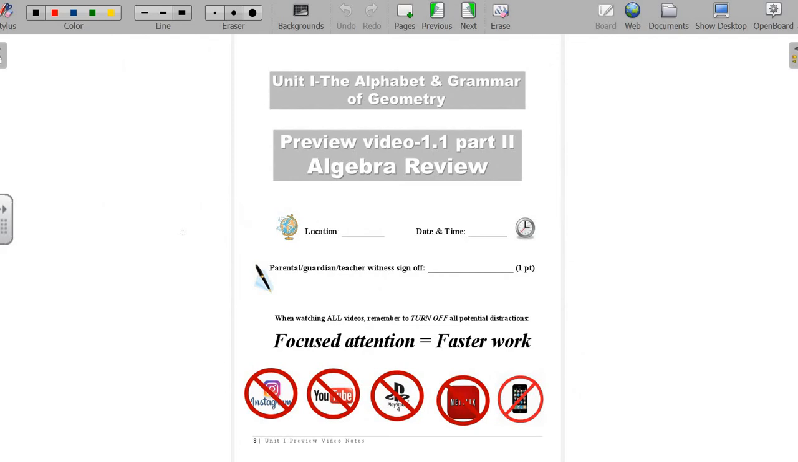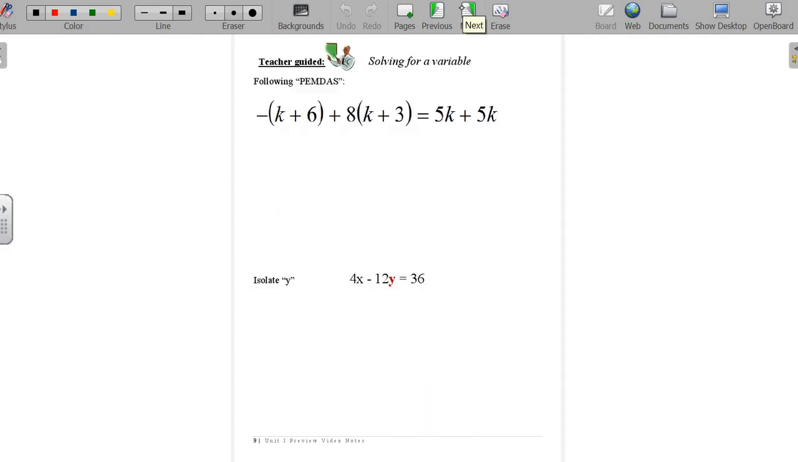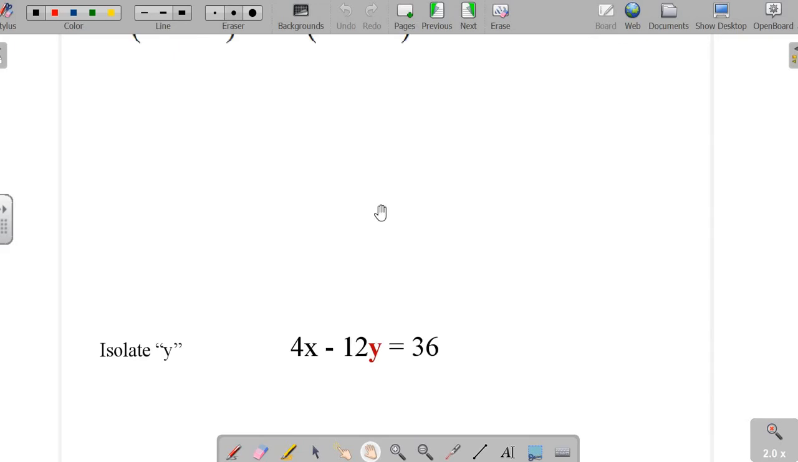You are taking a look here at the Algebra Review Part 2 page. Make sure you get the date, time, location, as well as a parent sign-off that you actually did this. There are 3 skills: working with fractions, solving for variables, and working with radicals. And the last class was all about working with fractions. This class we're going to be solving for variables.